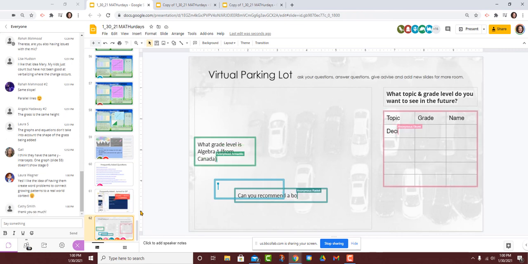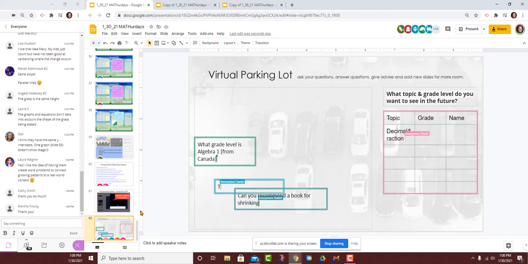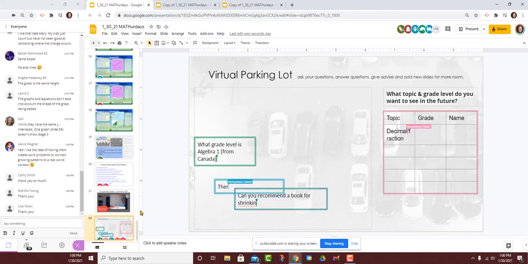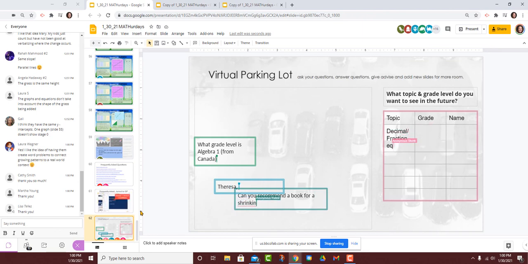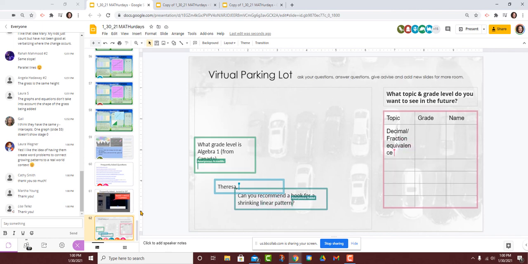Oh, the person who asked what grade level is Algebra 1, I think most schools in the U.S. teach Algebra 1 as a ninth grade class. However, many states are moving to Algebra 1 being an eighth grade class, so it's around the 8th to ninth.